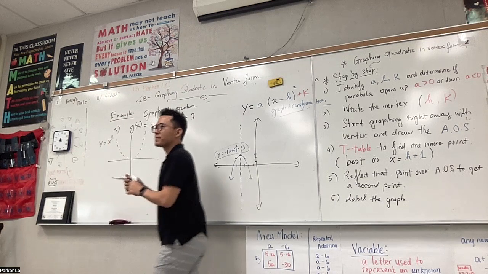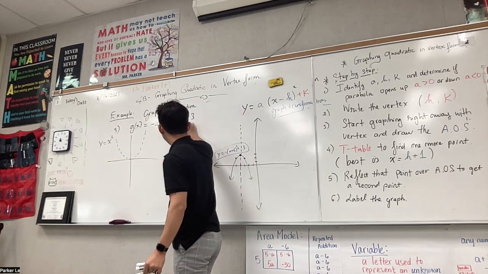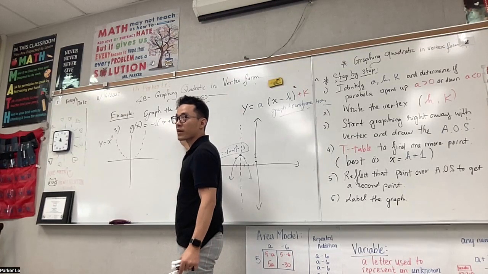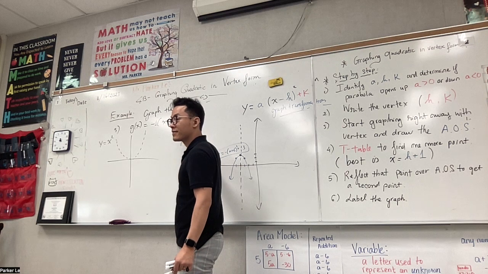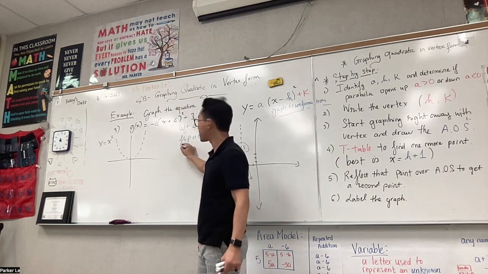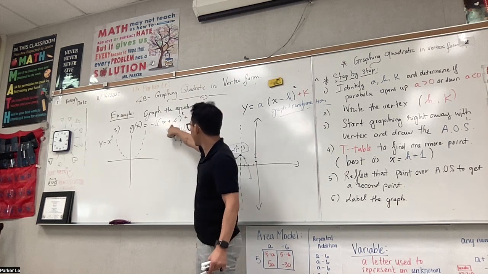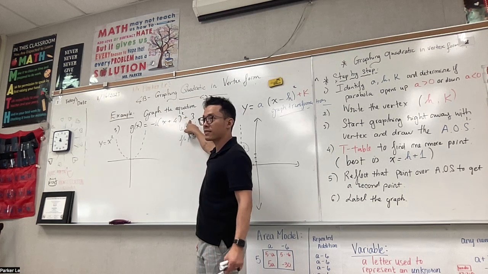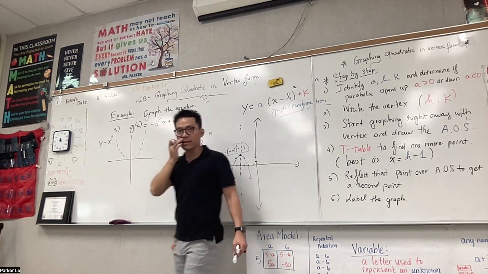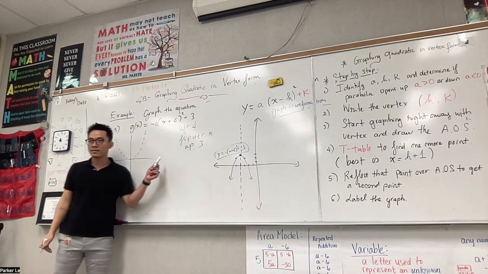Right, Alexa. Very good. Left 4. What else? Flip over. Very good. Flip over x, the negative in the front. Okay, last one. You moved left by 4, you flipped already. What is this? Up by 3. Do you still remember this?